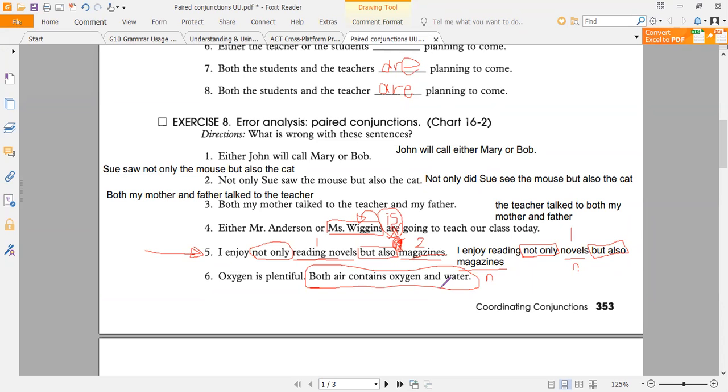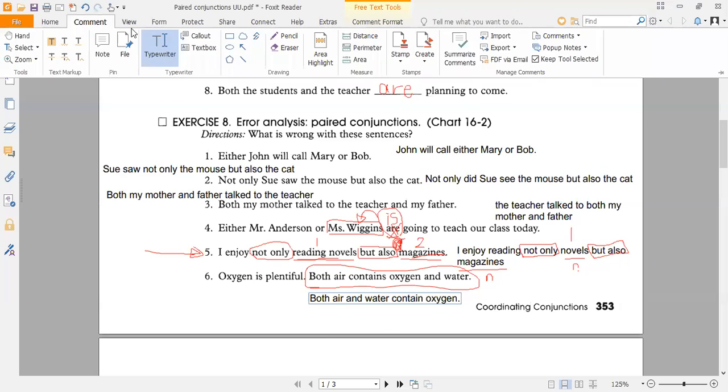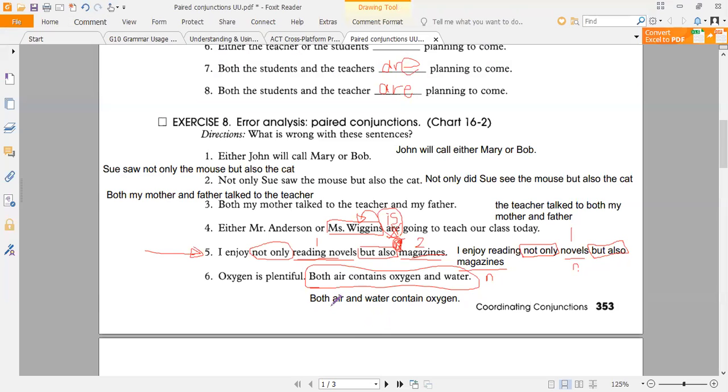Okay, so we want to say both, let me write it, both air and water contain oxygen. Make sure that you use a plural verb with both, right? This is a plural subject called a compound subject, and this is a plural verb.